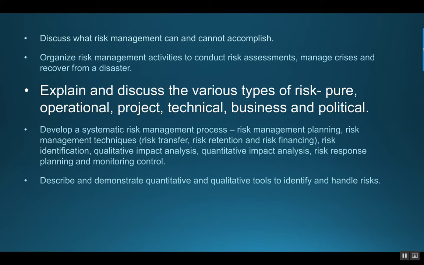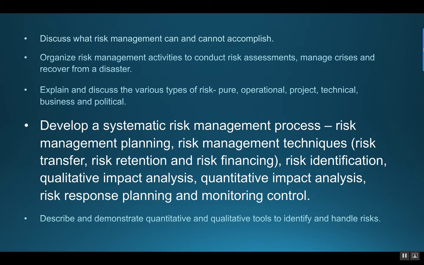In week one, this objective is going to actually be addressed. We're going to talk about the various types of risk: pure, operational, project, technical, business, and political. In the first discussion post, we're going to touch on this. We're also going to touch a little on the fourth goal, which is to develop a systematic risk management process. Part of that process is planning for the risks and identifying risks. You also have to monitor them, and be ready to respond once a risk has been realized.